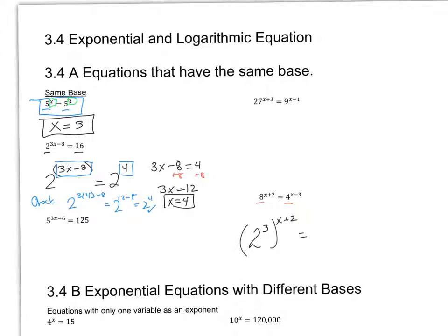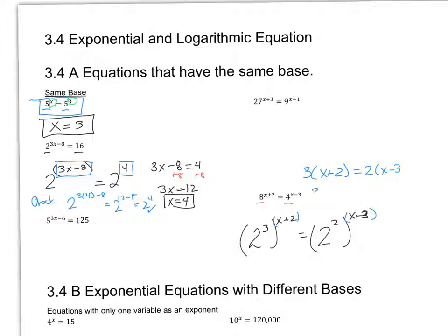And then over here on the other side, 4 is 2 squared, and all of that is being raised to the x minus 3 power. Now, what that means is I have to go through and multiply the 3 times everything and the 2 times everything here. So what I end up getting with this is 3 times x plus 2 is equal to 2 times x minus 3. Make sure you distribute.